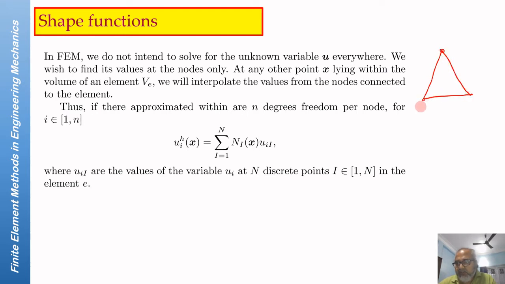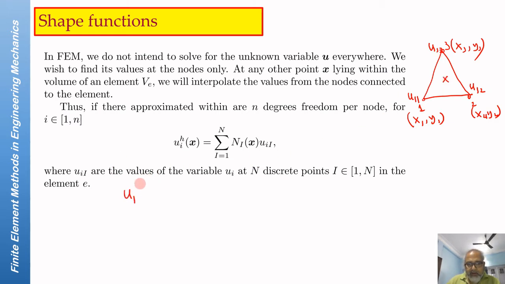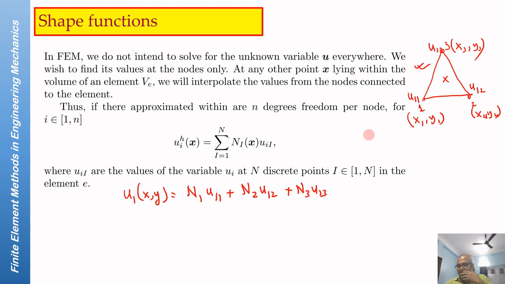We can see this clearly with the three-noded triangle, let's say. So this is node 1, node 2, node 3. This is x1, y1, x2, y2, and x3, y3. Let us look at the value of, say, u1 at node 1. Its value is u11, then it is u12 and u13. So at any point inside, u1 xy will be n1 u11 plus n2 u12 plus n3 u13 for this three-noded triangle.